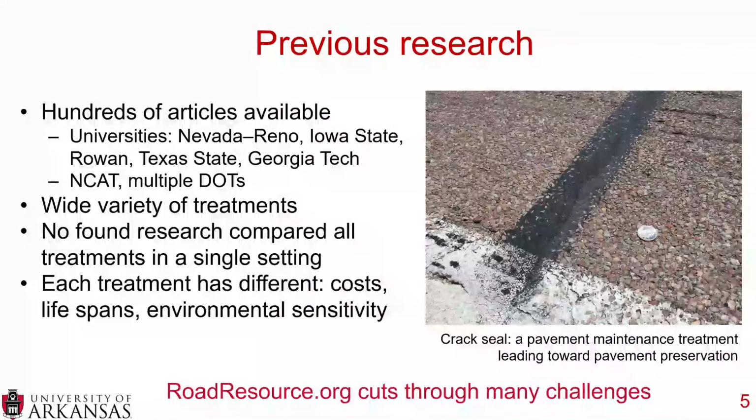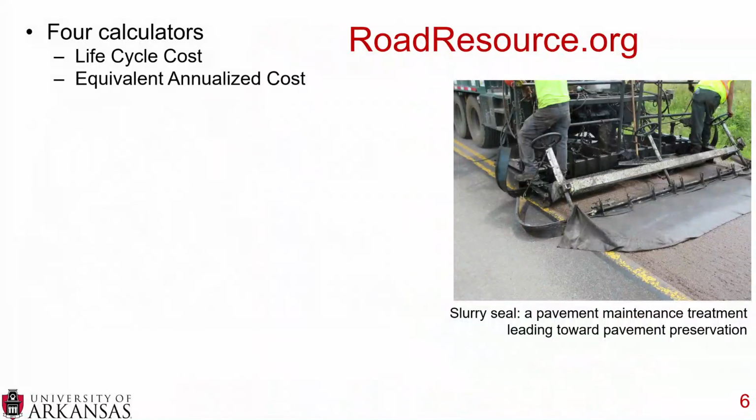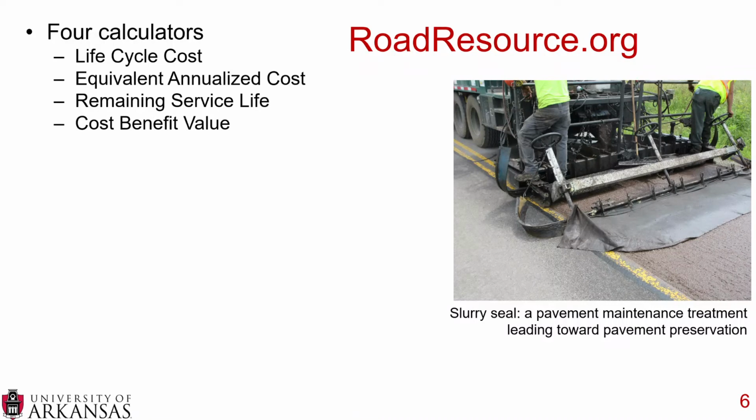And one of the things I like about roadresource.org is it cuts through many of these challenges, which I'll explain on the next slide. So if you haven't already, I encourage you to go to roadresource.org. It is a phenomenal resource, and it's built around 4 calculators where you can calculate the life cycle cost, the equivalent annualized cost, the remaining service life, and the cost benefit value. And while the PPRA project that we performed in class used all 4 of these calculators, this presentation will just hone in on the life cycle cost and the remaining service life.